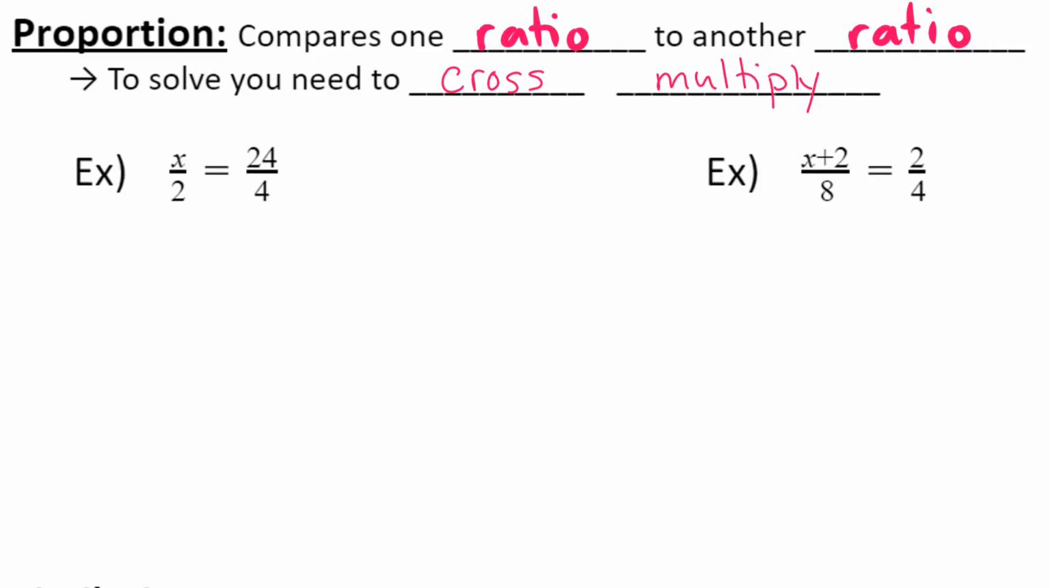Oh, did we do this in like 8th grade? You should have done this before, yes. And then you do like 2 times. Oh, wait, that was last week.